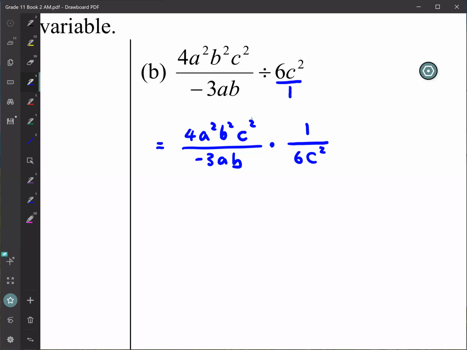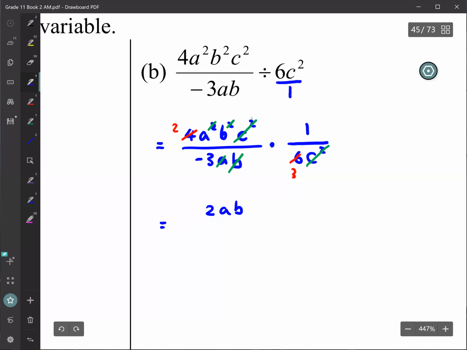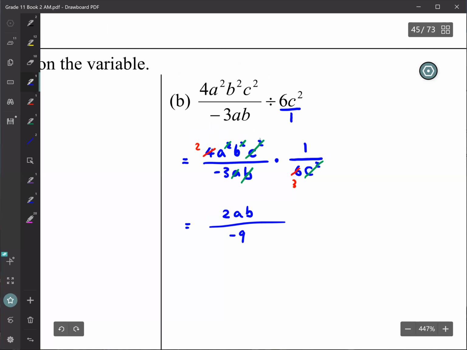And then you can do some reducing of the numbers first, right? So 2 and 3. The c squared can cancel each other out. This one is not too complicated. We'll just do reducing, save some space. The a cancels with the a at the top, the b cancels with the b at the top. Pretty straightforward. 2ab left, over 9. Okay, let's look at the answer.